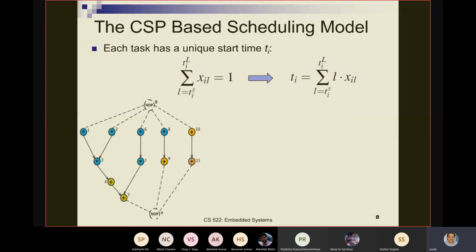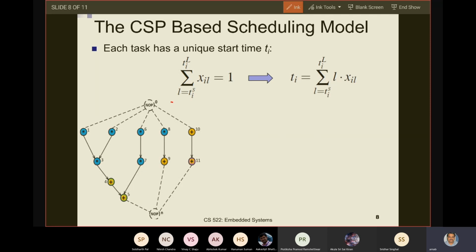And we also looked at the first constraint. Then we saw that we had started seeing the constraints on the decision variables. So we first said that each task has a unique start time. That was our first decision variable. And we said, for time step L equals the start time. So this was our first constraint. This is the first constraint.